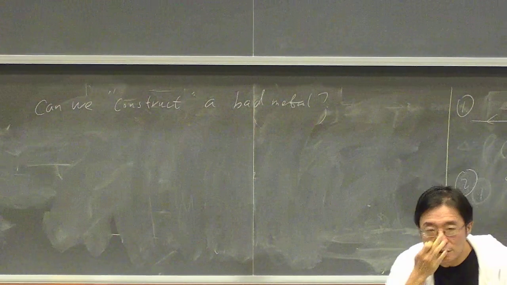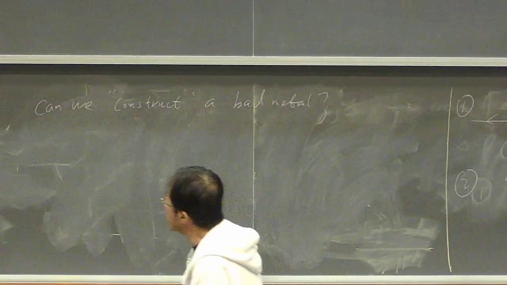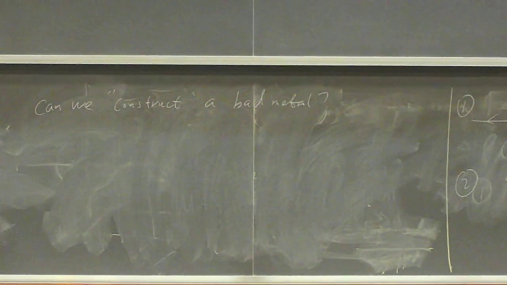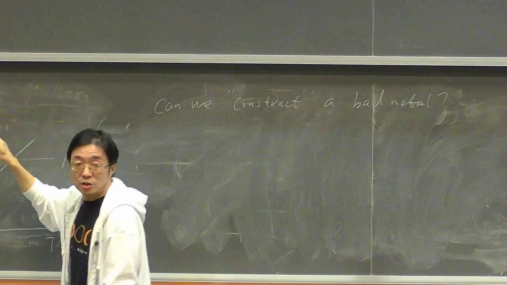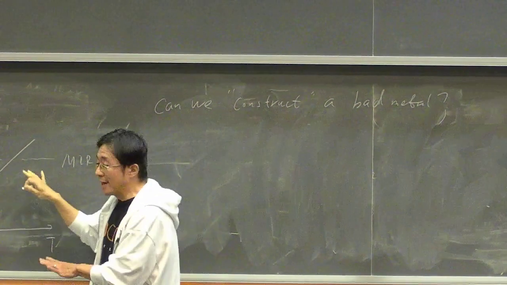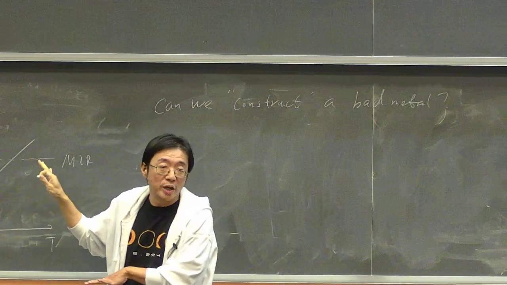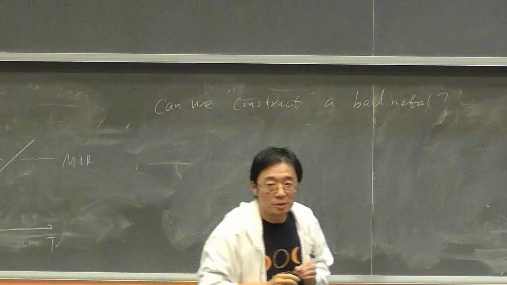A question? Even for a good metal, remind me, it's T squared for rho. Yes, it's T squared. Oh no, at a high temperature, it does not go T squared anymore. That T squared is only for low temperature.